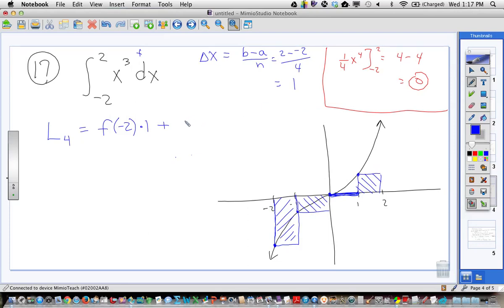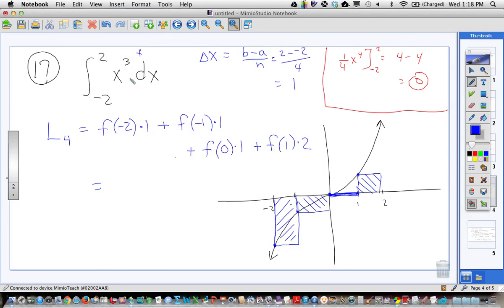Okay, what's the next rectangle height? f of -1 times the width plus f of, what's the next rectangle height? f of 0 times 1 plus f of 1 times 1. Notice we didn't use the 2, right? We didn't use the right end, and that's because we didn't need it. We had 4 left edges. That far right edge was not included. Now, the last step would be to then go ahead and add those up.